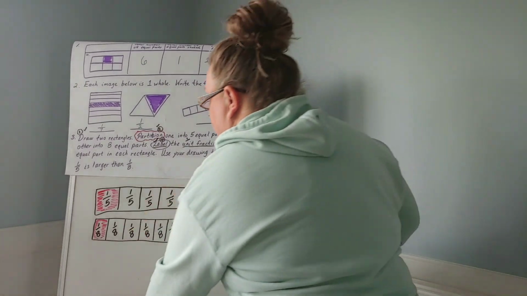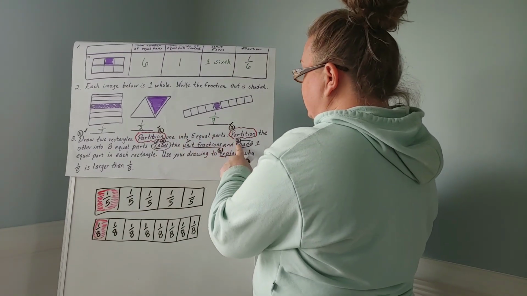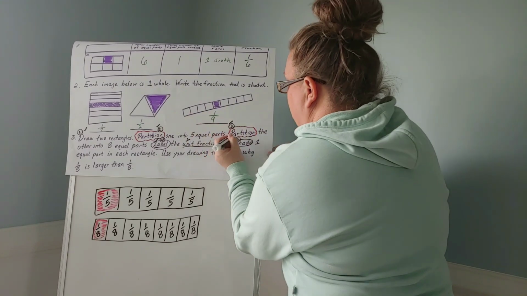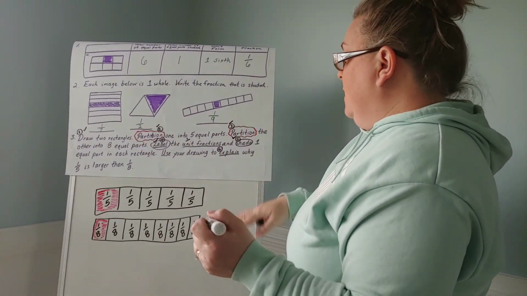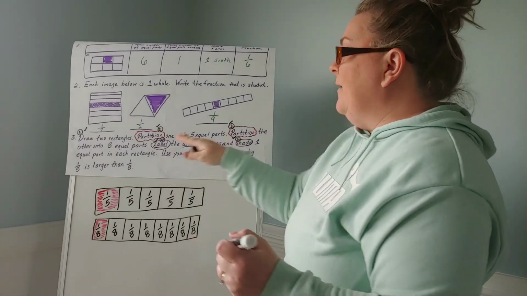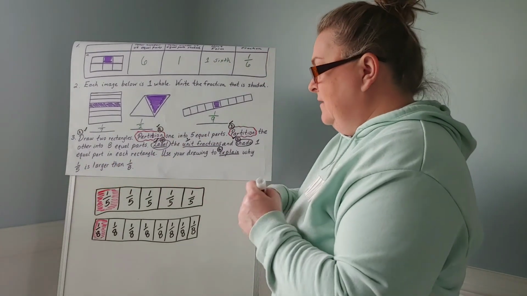All right, so let's check. I'm going back to my directions because there's a lot to do. Label the unit fractions and shade 1 equal part in each rectangle. So I'm going to put a check mark there. Oh, that was fast. We already got 5 directions done. All right, now we're on the last thing. Use your drawing to explain why 1/5 is larger than 1/8.